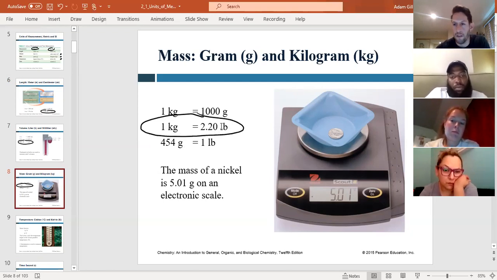Okay, thank you. Yeah, so if you weigh yourself and you're 150 pounds, and you want to know how much that is in kilos, you would just divide by 2.2. That's how you go between 2 different units.